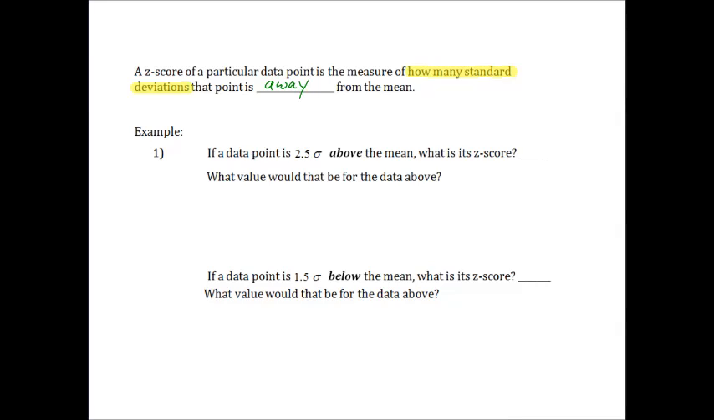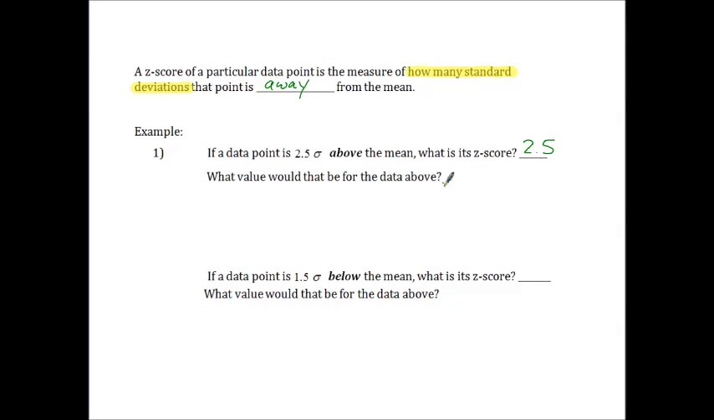Let's look at our example. If a data point is 2.5 standard deviations above the mean, what is its z-score? Well, 2.5 standard deviations above means that the z-score is positive 2.5. And if that's the case, what value would that be for the data above?